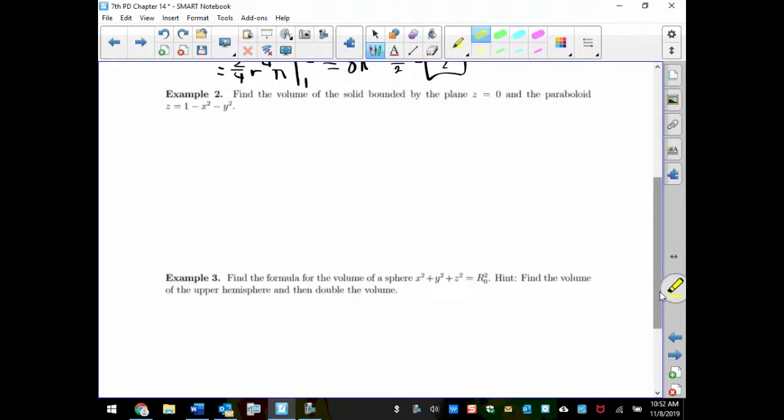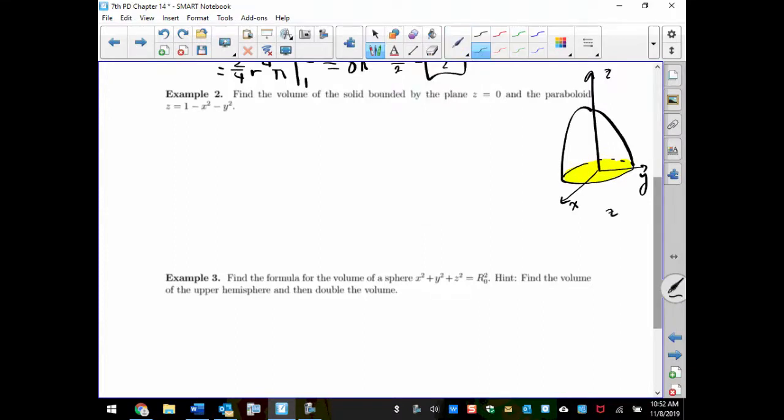So find the volume of the solid bounded by the plane z equals 0 and the paraboloid z equals 1 minus x squared minus y squared. Okay, well, let's go ahead and make a little sketch. You don't have to, but the paraboloid is facing down like this, and here is the xy plane down here. So here's the z-axis, and here's the x and y axes. The plane z equals 0 down here is the xy plane, and we would like to integrate over that circular region.